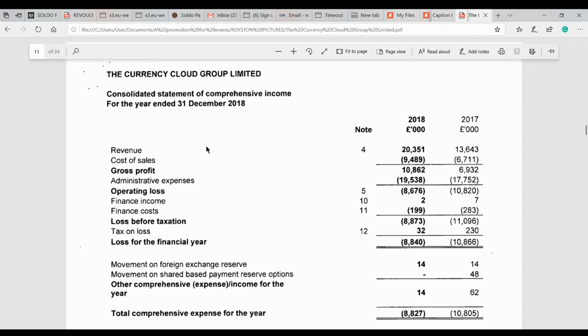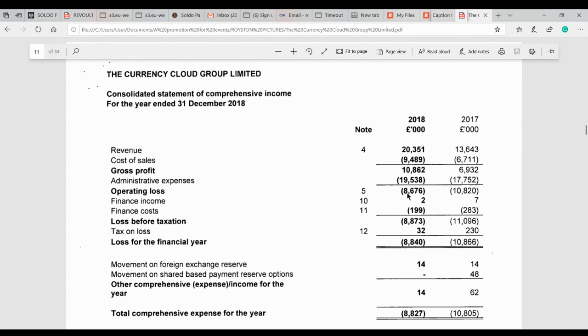What I want to show you here is that this company has a revenue of 20.4 million in 2018. That's a lot of revenue, right? And they make a gross profit of 10.8 million. Yes. Now, interestingly, and that's the point I really want to show you here, they have an operating loss.